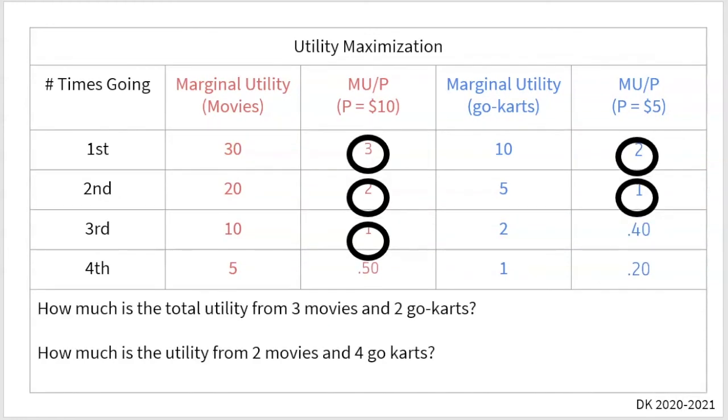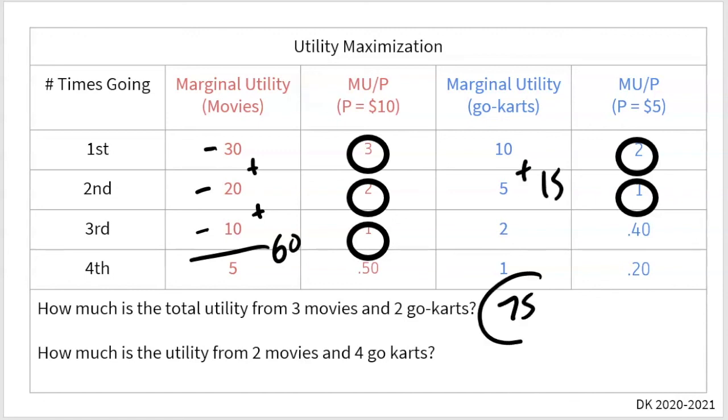And so here, what is the total utility from going to see the movie 3 times and go-karting twice? Well, the answer here is pretty simple. We know what the marginal utility is. The marginal utility going to see the movie the first time is 30. The marginal utility going to see the movie the second time is 20, and the marginal utility going to see the third time is 10. So the total utility of going to see the movie 3 times is just 30 plus 20 plus 10, which gets us to 60. But then we still want go-karting twice, so we add 10 plus 5. So 60 plus 15 is 75.